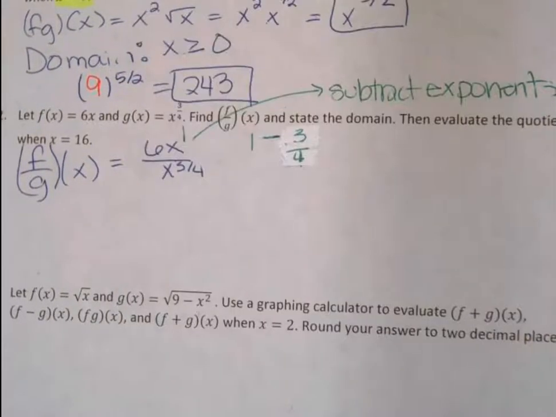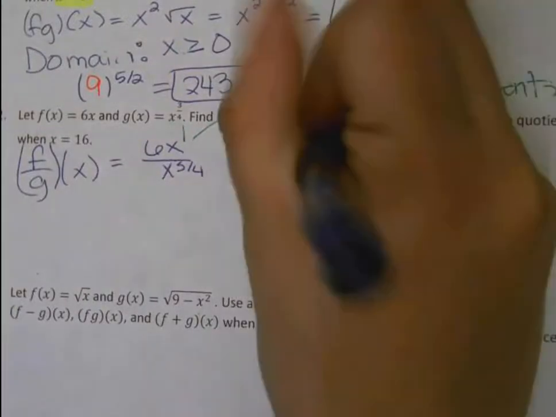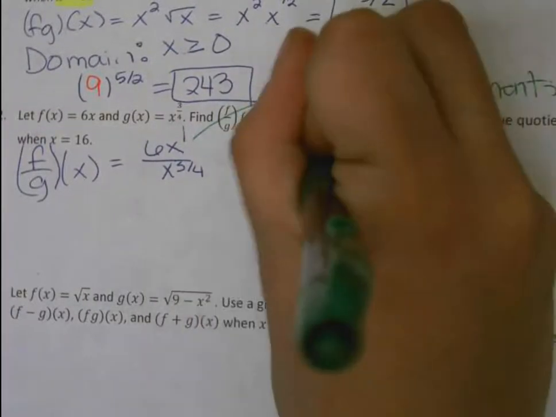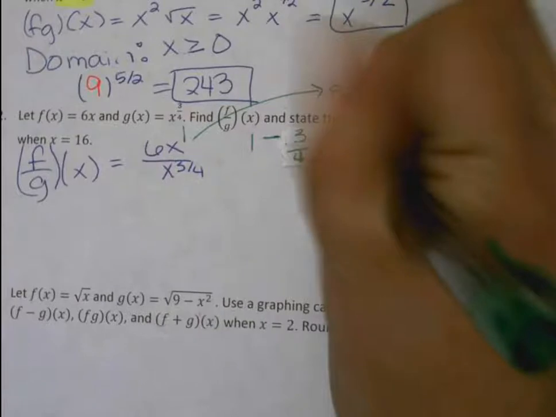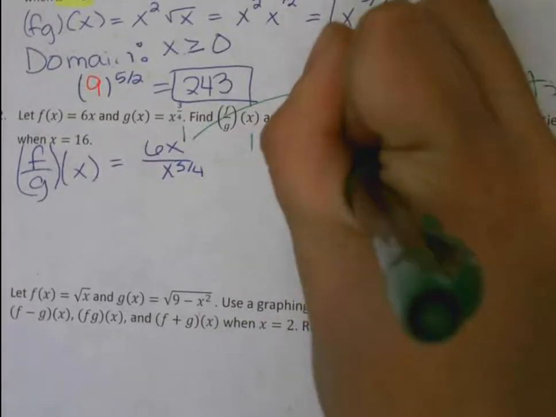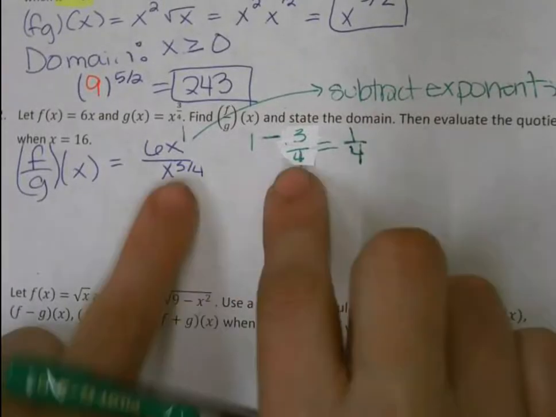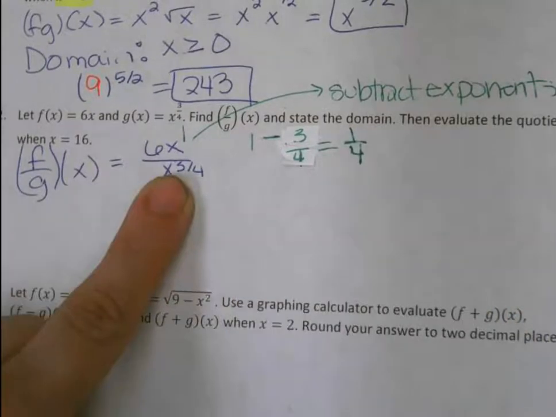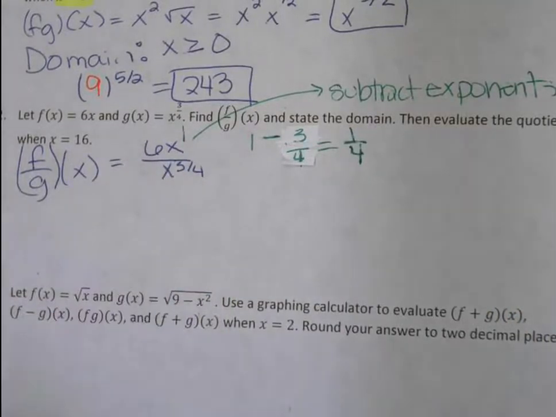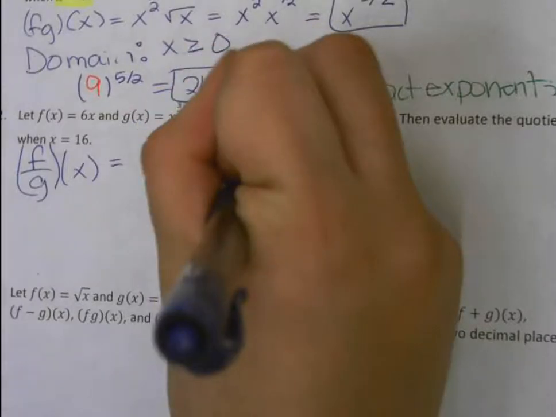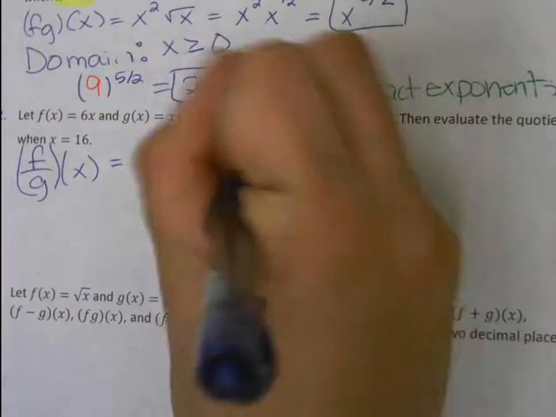It's going to be 6x to the 1/4, because when I subtract the exponents, that takes care of the x on the bottom. That's what we did. When we subtracted the 3/4, it's kind of like canceling out the x. So it's going to be 6x to the 1/4 is my answer.